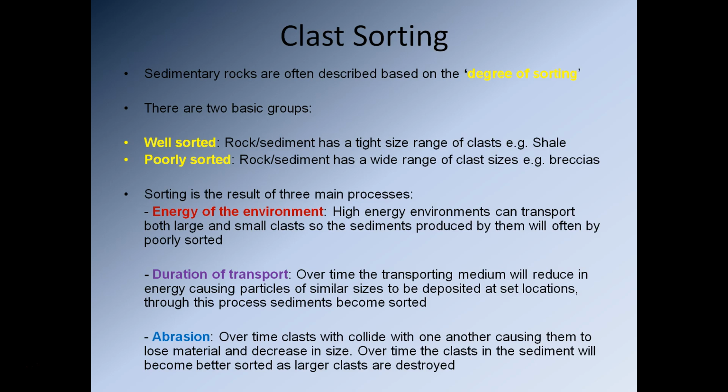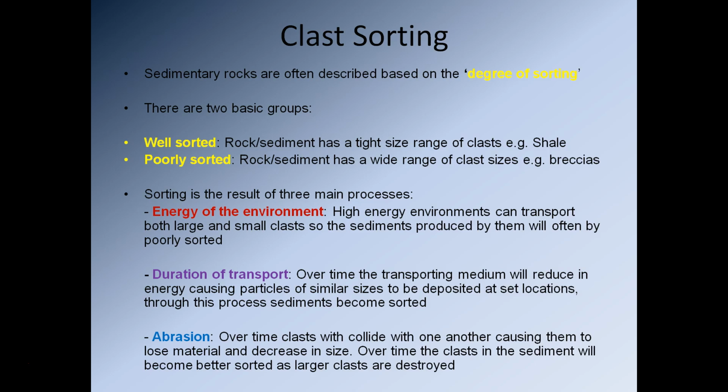Then there is the duration of transport. Over time, the transporting medium will reduce in energy, causing particles of similar size to be deposited at set locations. So as the river flows downhill, slowly it begins to lose energy. As it loses energy, first it must deposit the gravel size class, then the sand size class, then the silt size class, and then the clay size class. So you'll end up with essentially sediments of the same size being dropped in approximately the same area. That's also going to help you to essentially sort the sediments.